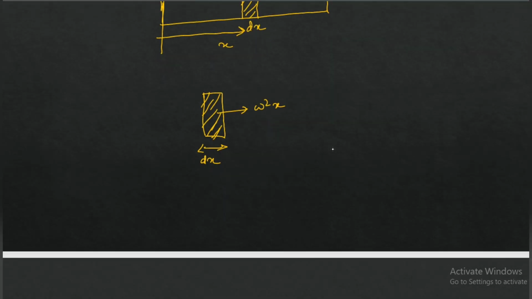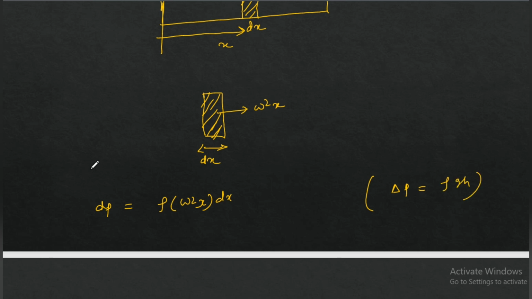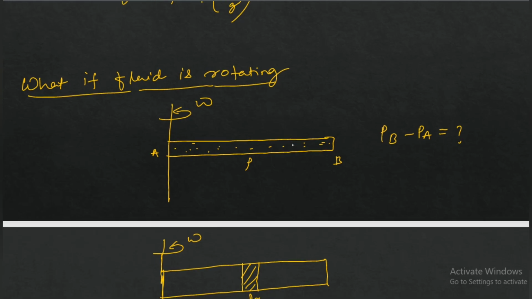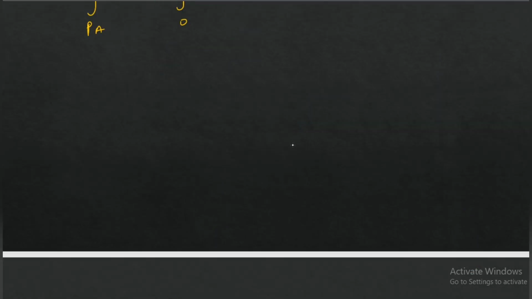So we can write the pressure difference between its ends, that will be dp. dp is rho omega square x dx. This is the same as writing delta p, or pb minus pa, equals rho gh, right? Here, in place of g, we are writing omega square x because the acceleration is omega square x. In place of h, we are writing dx because the length is dx. Now we have to integrate this. dp integration, rho omega square x dx from pa to pb. And this is from 0 to L, because the length of the tube is L.